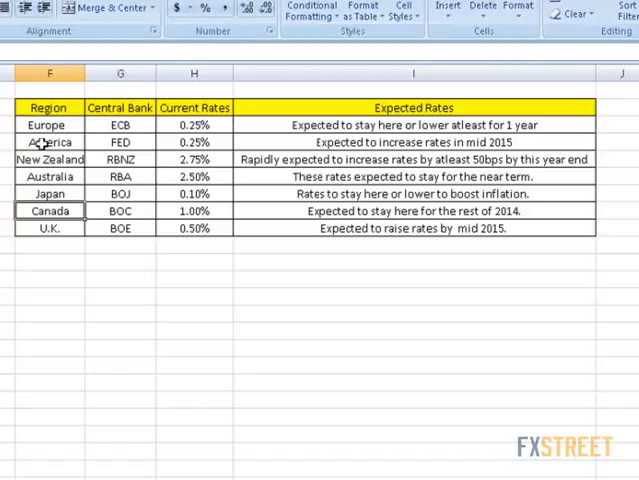The correction that you saw in the last couple of days is still part of the bigger picture in which the GBP is still expected to strengthen. So going long with the GBP would still be a good trade to take, but of course looking at your technicals as well. So I've just cleared all the major central bank interest rates and what they're expected to do with their interest rates. So now I'm going to switch back to my MT4.